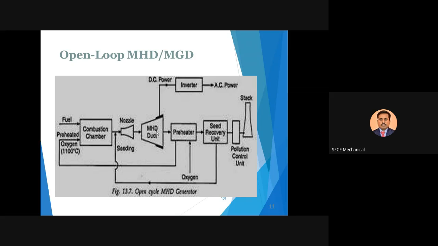exchanger. So the fresh air is heated up and goes to the combustion chamber, and similarly it again goes to the seed recovery unit, where the potassium carbonate and cesium material is sucked in and goes to the nozzle area. Likewise, the process takes place, and the remaining gases go to the chimney with the help of a pollution control unit. Before that, we have to remove some ash content and fly ash particles, and the hot gases present in this exhaust are cooled and go to the chimney. Likewise, the open loop magnetohydrodynamic system is formed.